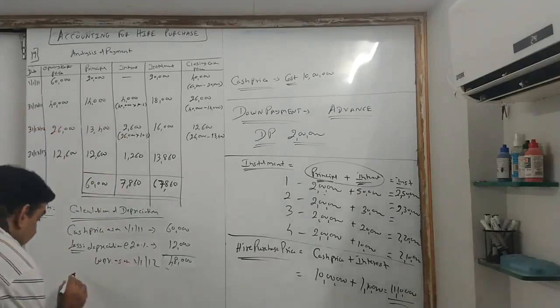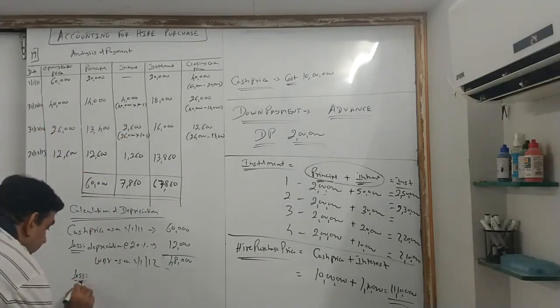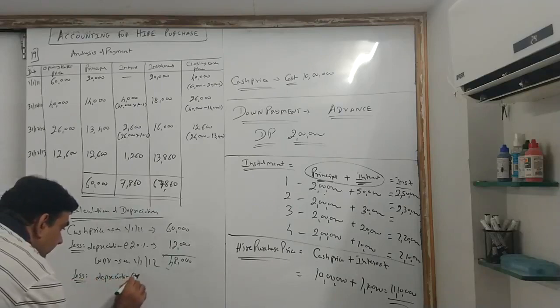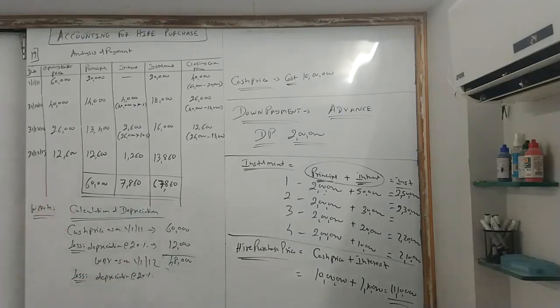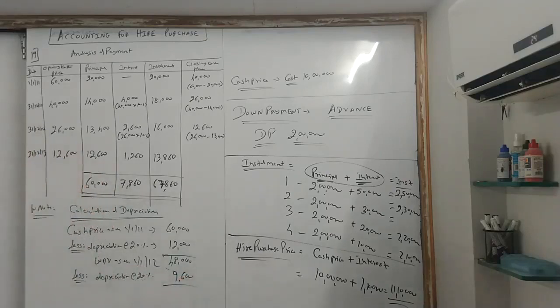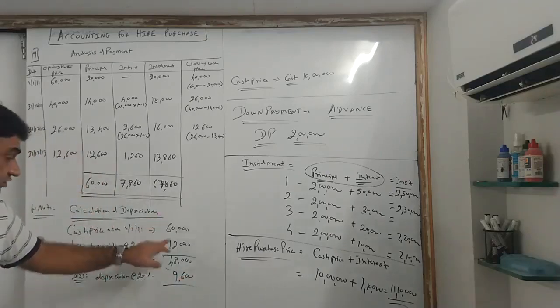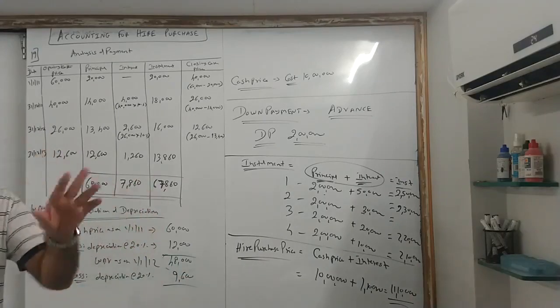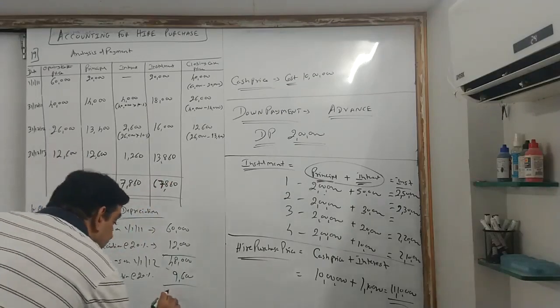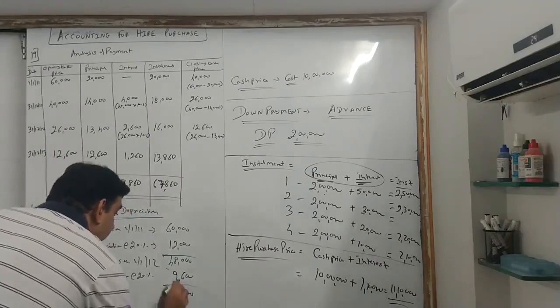Now what do I do? Second year. Less depreciation at the rate of 20%. 20% of 48,000 gives me 9,600. See, again I am repeating. If it was straight line, there was no need to do all this. It is 12,000 fixed for all the 3 years. Next class we will see depreciation straight line. So 48,000 minus 9,600, that is 38,400.